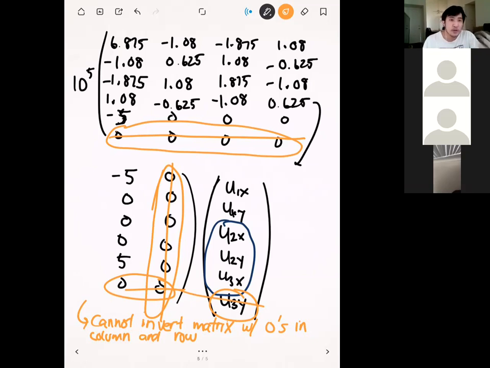So after doing this elimination, what you should end up with is, instead of a 6 by 6, a 5 by 5 system. Okay. All right, so does that make sense as to why we eliminate that row and that column? Yeah, so I'll do that on the next page.